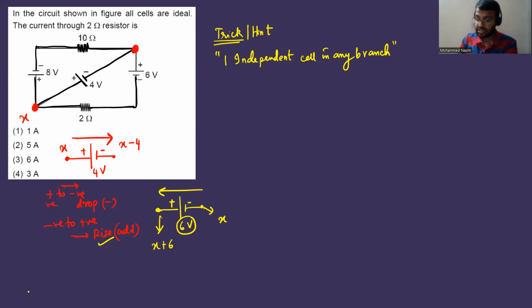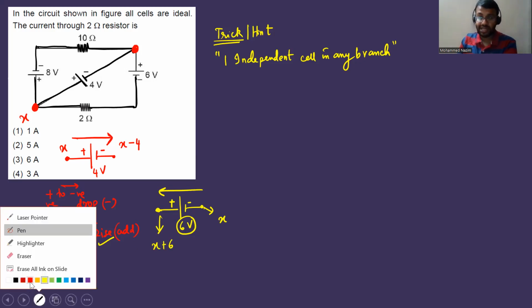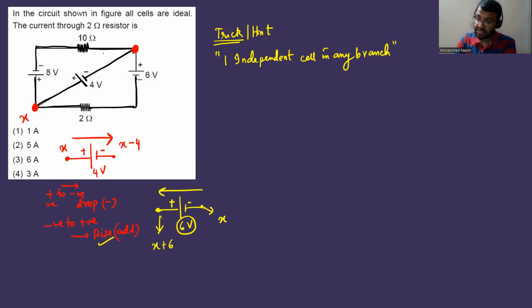So we can make use of this potential concept, and then we can easily calculate the current. If this is X, and I move from here to here, positive to negative, there is a drop of 4, so this will be X minus 4. Now come to this cell. This is the high terminal, the positive terminal, and this is the negative terminal, low potential.